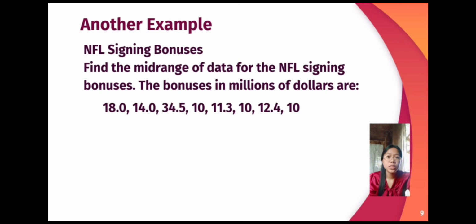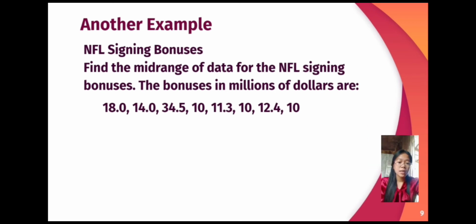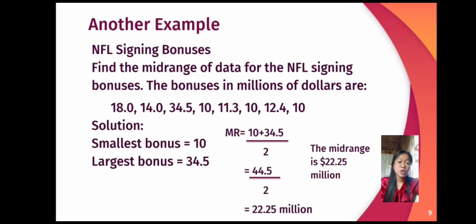Another example, NFL signing bonuses. Find the mid-range of data for the NFL signing bonuses in example 3-9, which was tackled by Mr. Junilo. So the bonuses in millions of dollars are 18.0, 14.0, 34.5, 10, 11.3, 10, 12.4, and lastly 10. So our smallest bonus here is $10 million and our largest bonus here is $34.5 million.